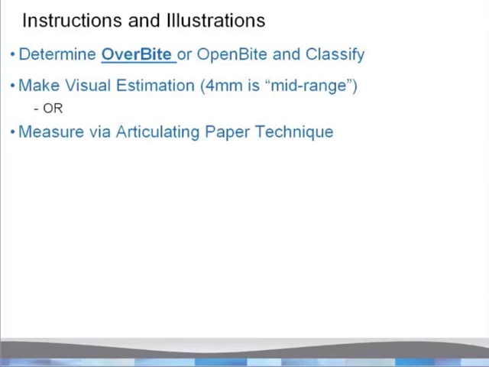But let's look at different ways of assessing the overbite. Most often that can be made just by a visual inspection because you're just using the 4 millimeter guide as your mid-range.